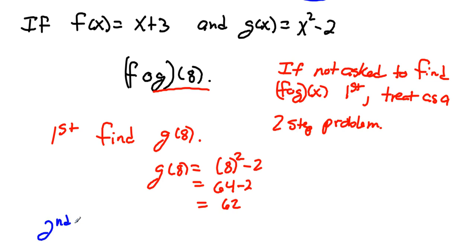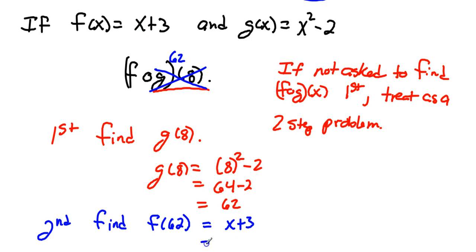Okay, second thing you're going to do is, now that this part is gone, we're taking g of 8 out and replacing it with 62. Well, now you're just going to find f of 62. Because once you've got the g part done and that's gone, now we're going to take this 62 and plug it in for x up here. So if that was x plus 3, that's just going to make it 62 plus 3, and that would make it 65. And that would be the final answer that you're looking for.